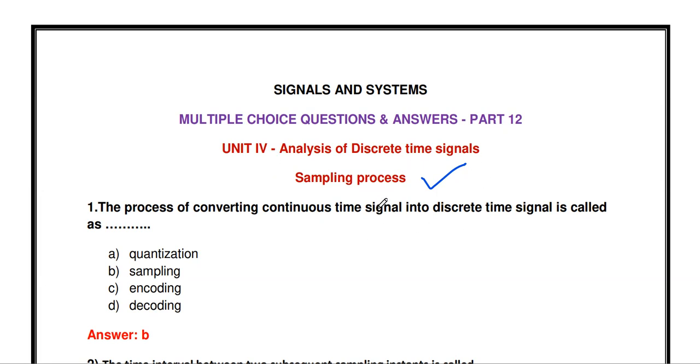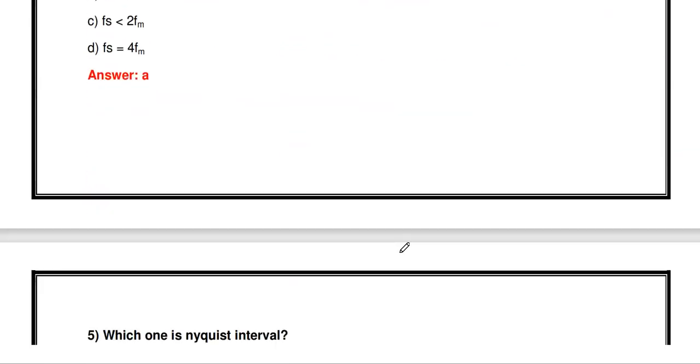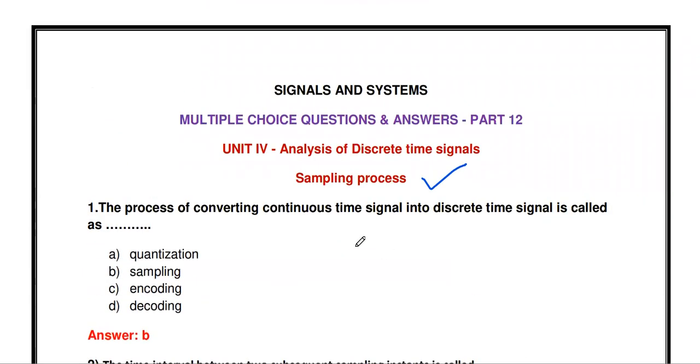In this sampling process, there are many technical terms: Shannon sampling theorem, Nyquist rate, Nyquist interval, and with respect to those, there are some important problems also. So we are going to discuss these things.